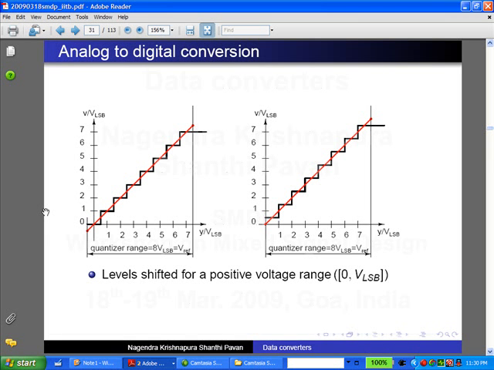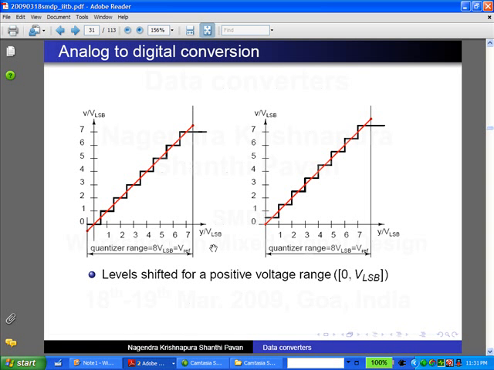Simply as an amplifier has some voltage limitations, the output cannot go on increasing. An OPAMP will have swing limits defined by the power supply. This will have swing limits defined by the number of digits. So if the quantization error is less than half VLSB, then it is known as no overload range, and beyond that there is overload. So that is the range here.